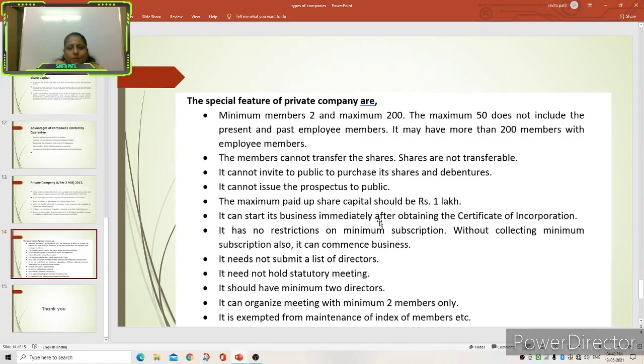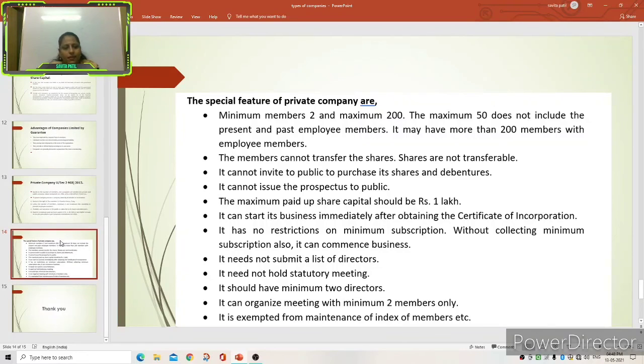It can start its business immediately after obtaining the certificate of incorporation. It has no restriction on minimum subscription. Without collecting minimum subscription also, it can commence the business. It need not submit the list of directors. It need not hold a statutory meeting. It should have minimum 2 directors. It can organize a meeting with minimum 2 members only. It is exempted from the maintenance of the index of members, etc. These are the various features of the private company.